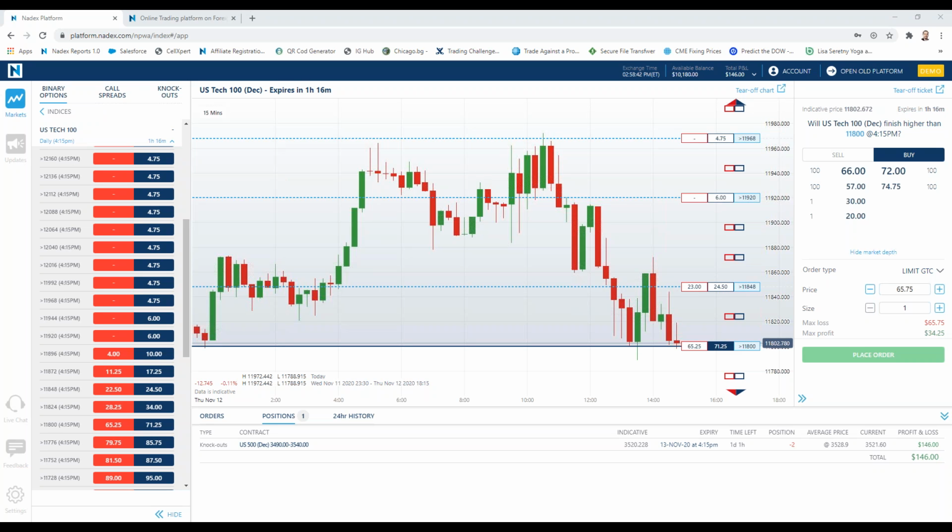Don't get into anything that you don't understand. The demo is there to help you understand. It's not there to teach you to trade. It's there to help you understand how the contracts work, how the platform works. But when you get into live trading, don't start out big.